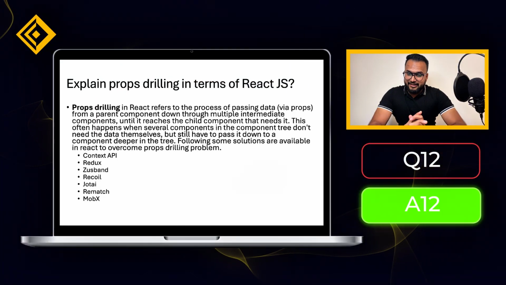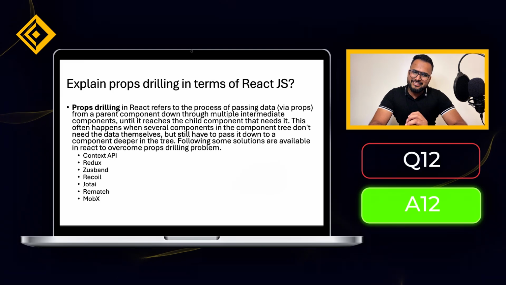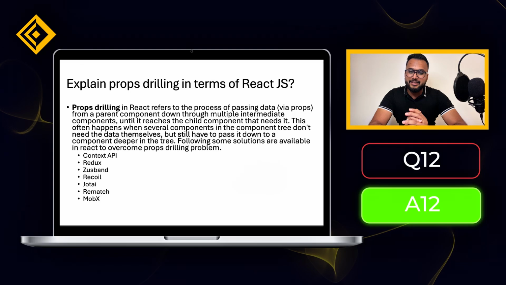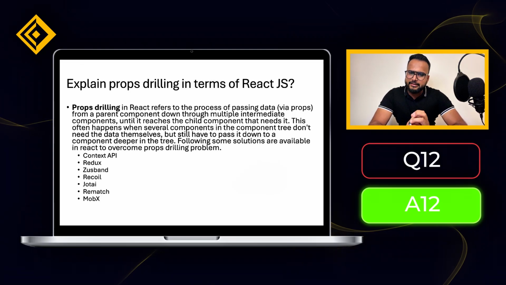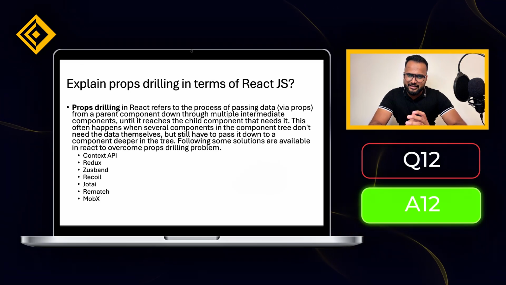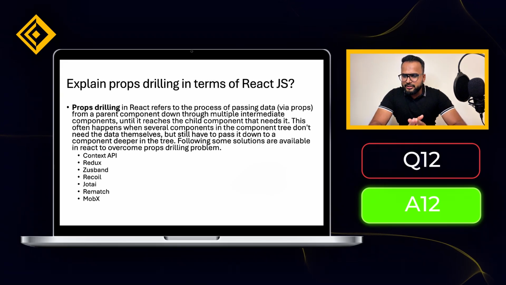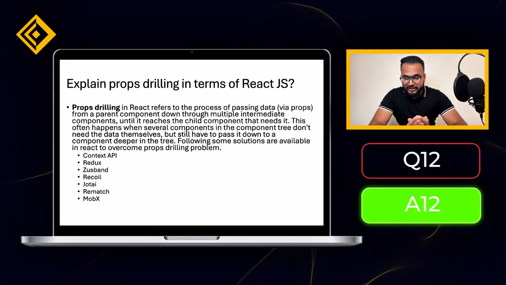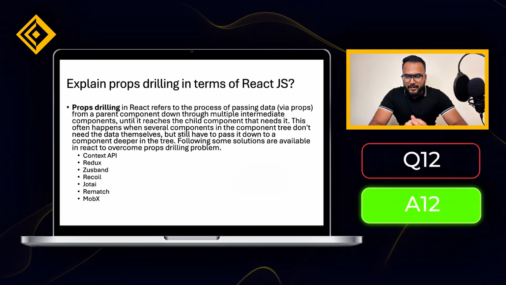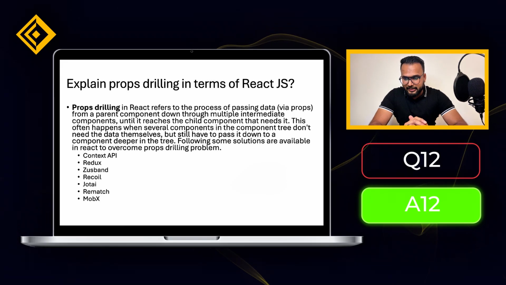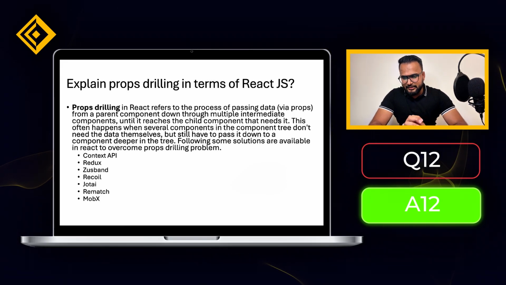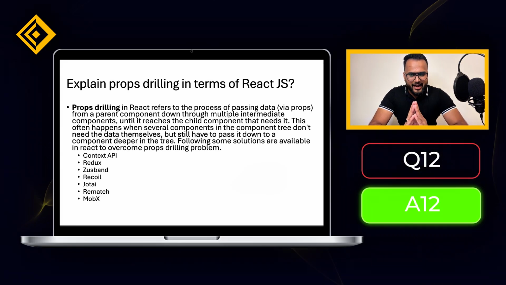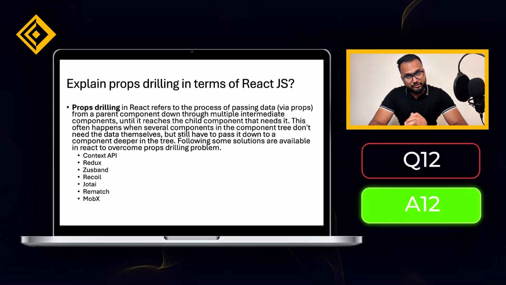Props drilling in React refers to the process of passing data via props from a parent component down through multiple intermediate components until it reaches the child component that needs it. This often happens when several components in the component tree don't need the data themselves, but still have to pass it down to a component deeper in the tree. Following are some solutions available in React to overcome the props drilling problem.